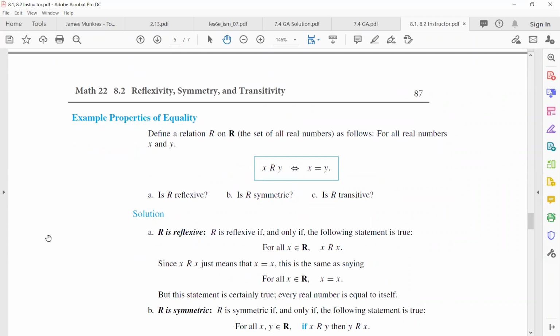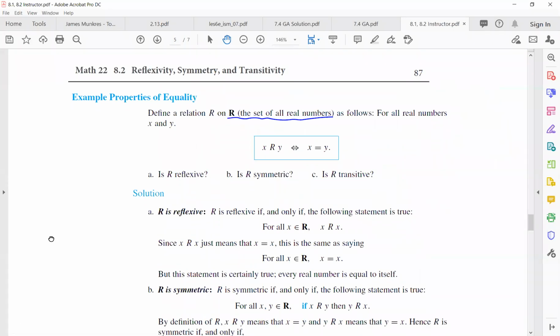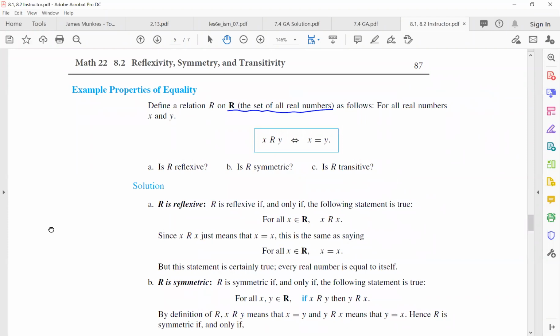Example, properties of equality. Suppose we define a relation R on ℝ, the set of all real numbers. Note the difference between these two as follows. x is in relation with y through R if and only if they are equal to each other. The question says, is this relation reflexive, symmetric, or transitive?